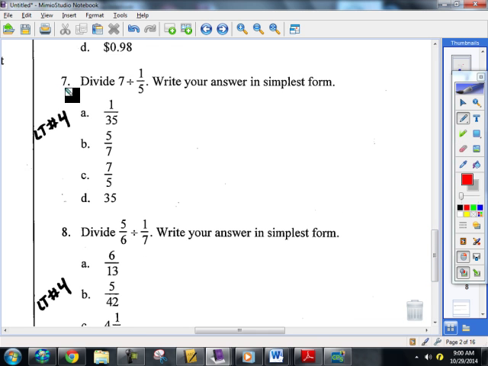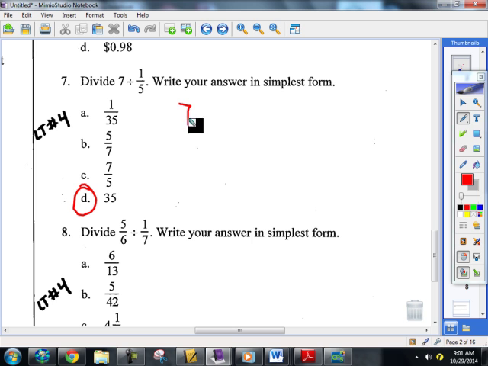Okay, here we go. Number 7. The correct answer is D. Give yourself a check or an X on learning target number 4, and also, if you missed it, put an X on the actual question number also, so that you can keep track of which ones you're missing.